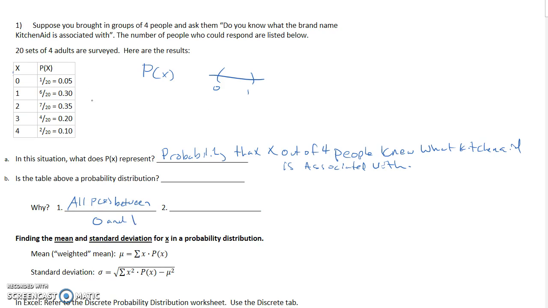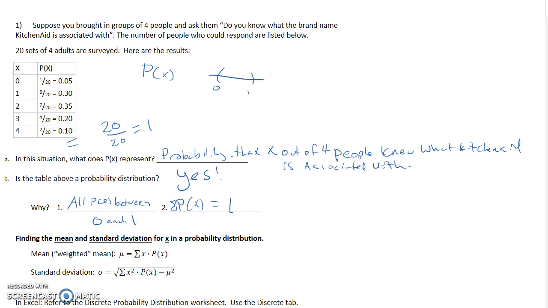And then what's the other one? We need to make sure that if we add these up, they add up to 1. I'm just going to do this with the fractions. These all have common denominators, so we're just going to add the numerators. 1 plus 6 is 7. 7 plus 7 is 14. 14 plus 4 is 18. 18 plus 2 is 20 out of 20. That does equal 1. So the sum of the P of x values equals 1, so this would be yes. This is a probability distribution for 2 reasons. These are all between 0 and 1, and they all add up to 1.